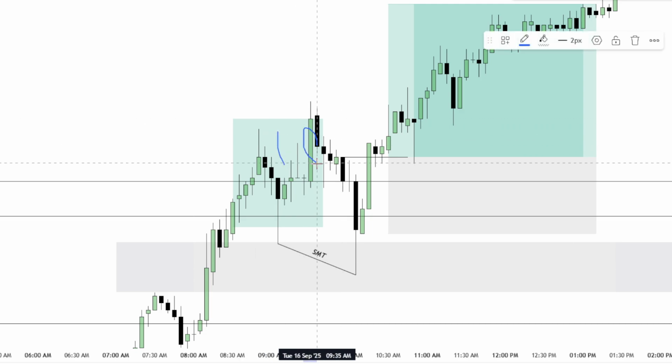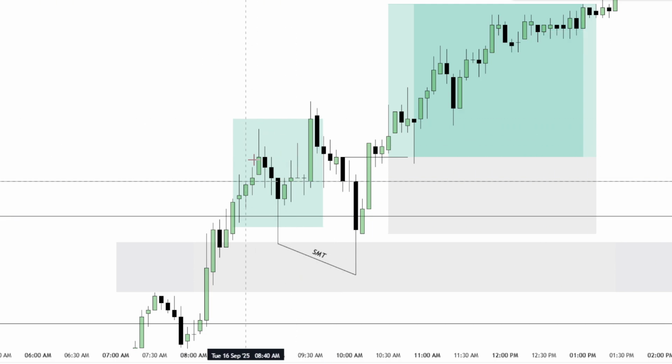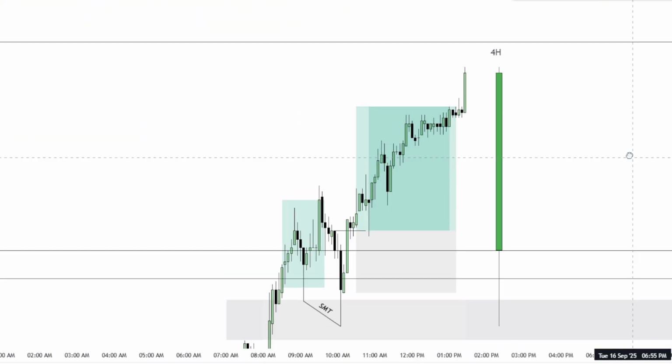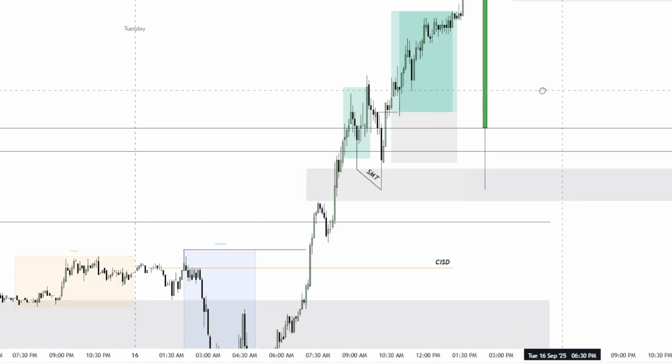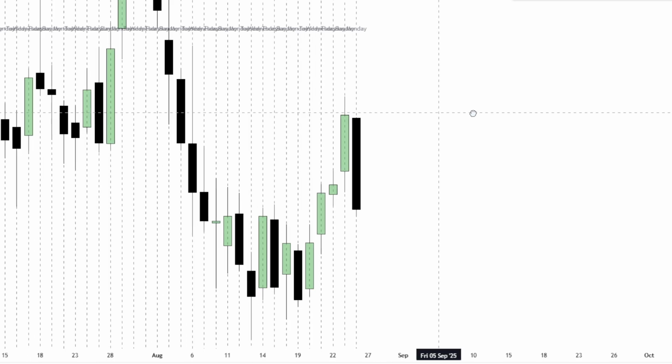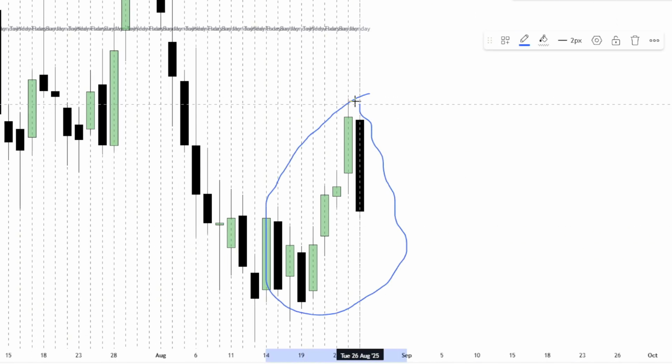Whenever we have a 15-minute accumulation after an expansion, we have a 4 hour fair value gap. Whenever we have an hourly accumulation after an expansion, we have a daily fair value gap. All of them are aligned, and that's how you pretty much anticipate fair value gaps to be formed, and that accumulation, manipulation, distribution.